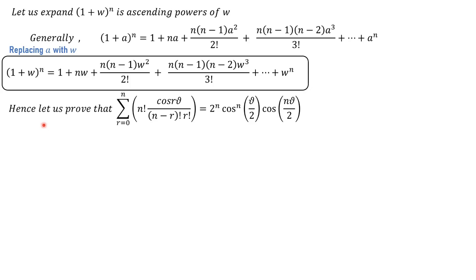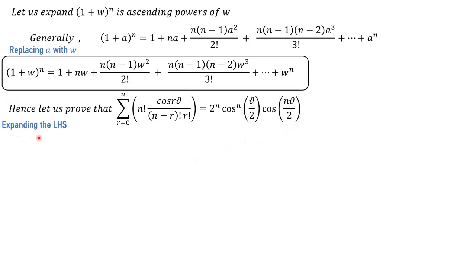So we are being asked to prove in the next part that, hence, the sum of n factorial of cos of r theta divided by n minus r factorial times r factorial, the sum moving from 0 to n, is going to be equal to 2 raised to the power n cos to the power n of theta divided by 2, times cos of n theta divided by 2.